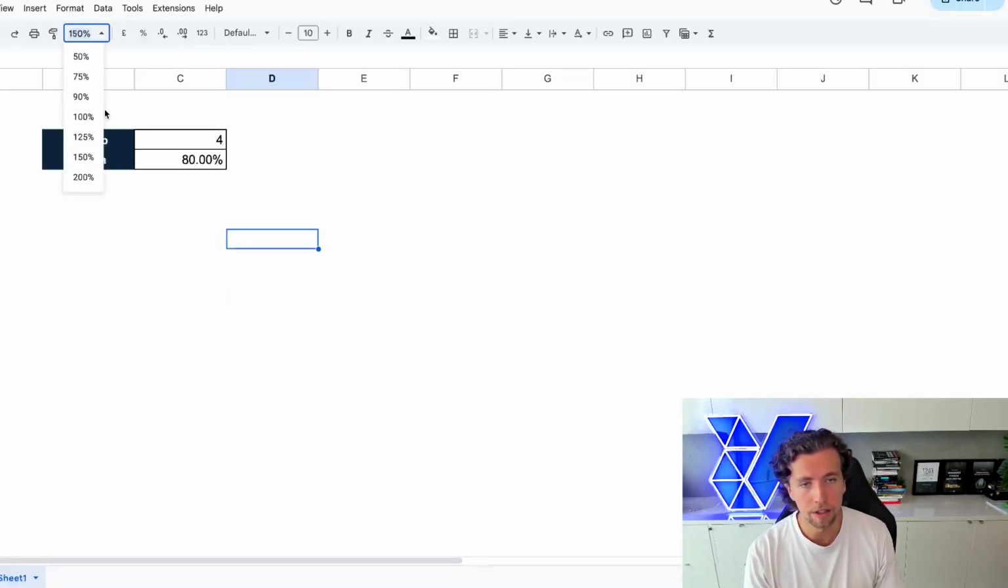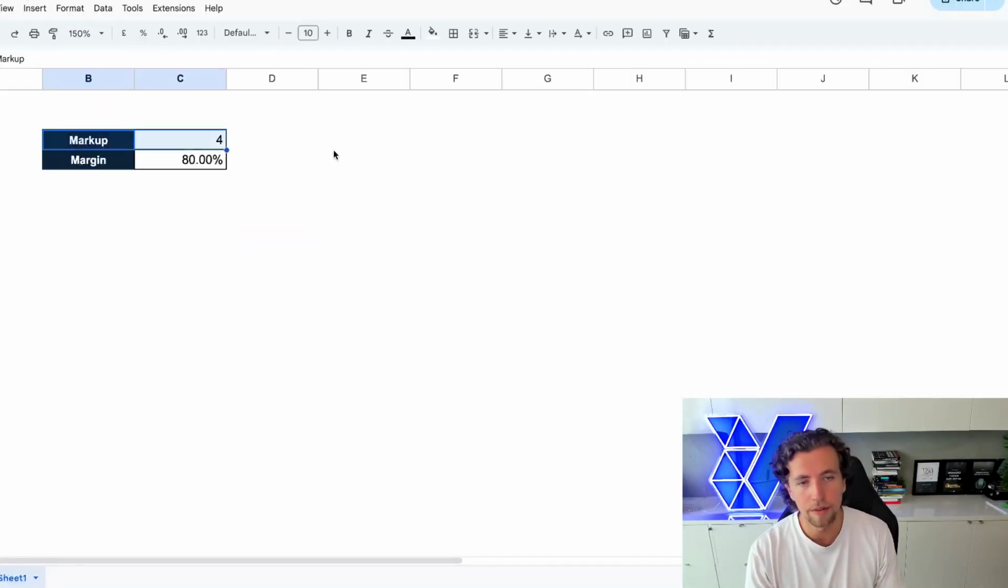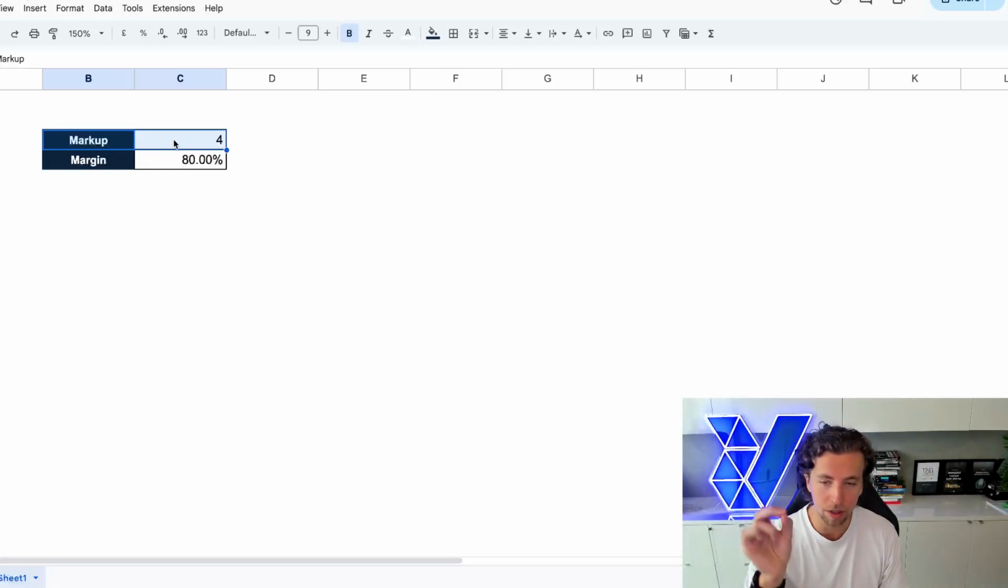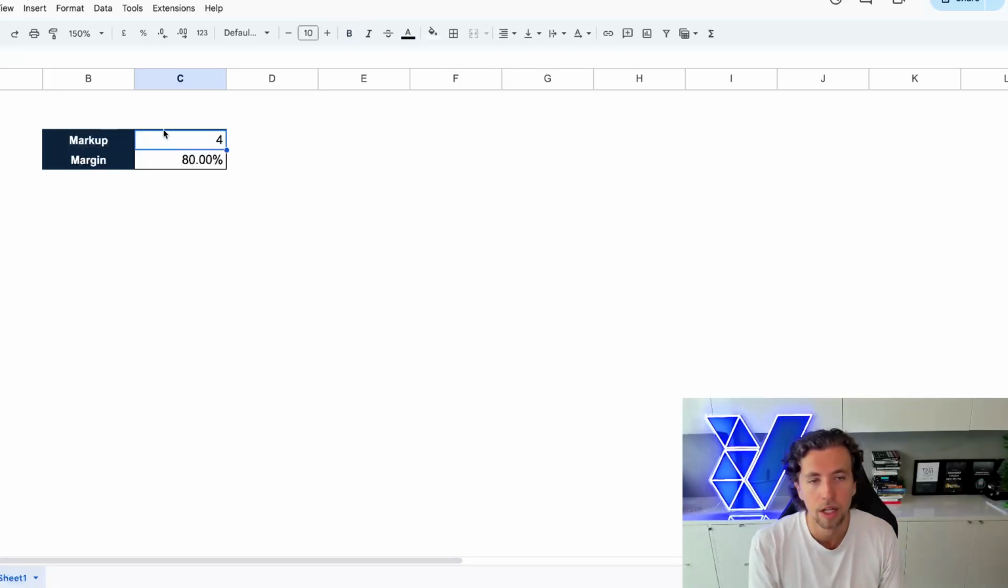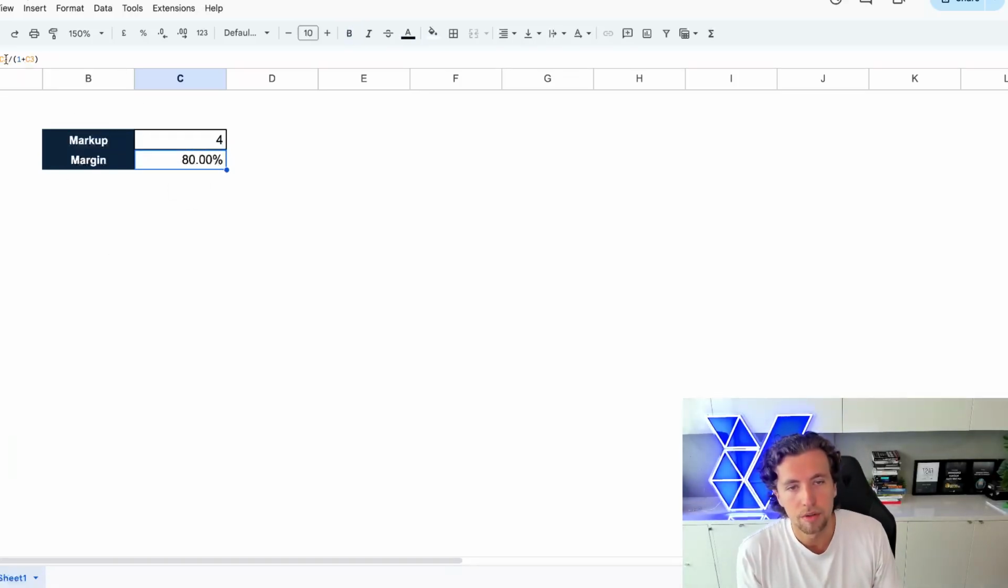Now, to show you the formula to be able to move between these two, if you've been given a markup number and you're sure that it's been calculated correctly with selling price minus cost price divided by cost price, to convert to margin, you take the markup divided by 1 plus the markup, and that will convert you into margin. So it's as simple as that. You can just go and put this together yourself to be able to easily translate between these two.